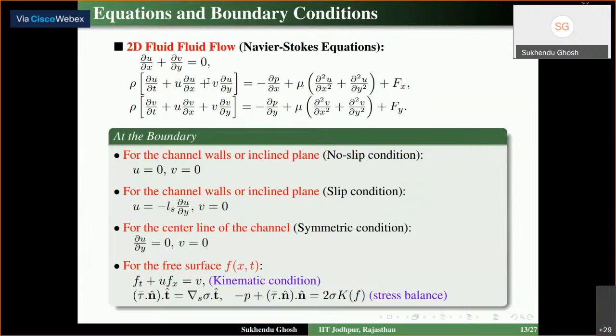You know, solving the Navier-Stokes equation is a very tough job. And for the full Navier-Stokes equation, there is no analytical solution till now. It is an open problem.